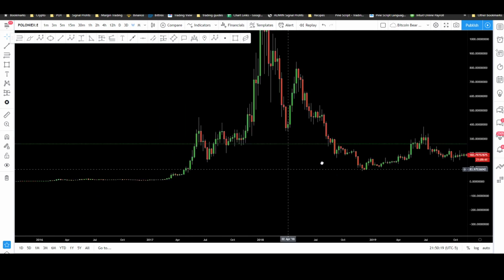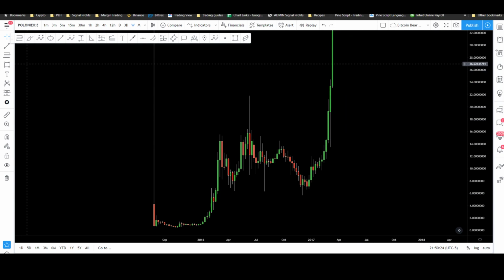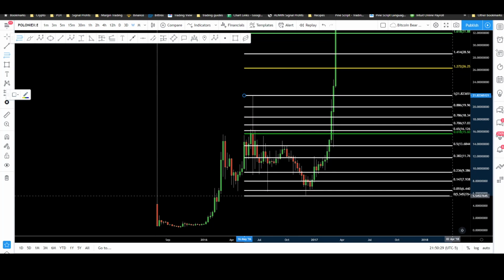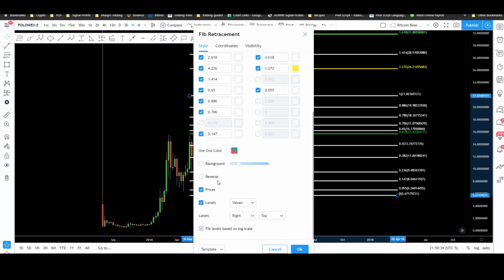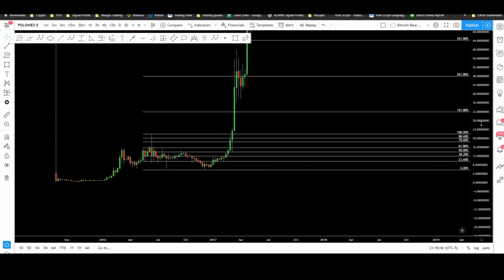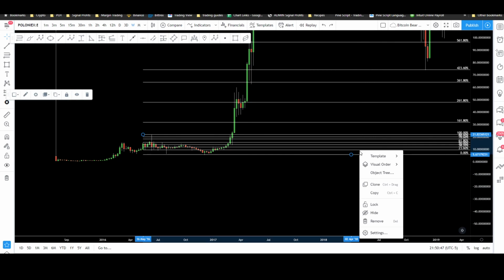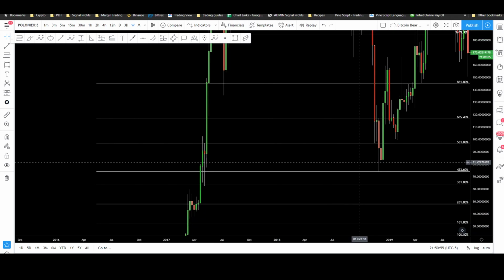Let's take a look all the way back here. This was kind of the first impulsive leg, what I would consider the first impulsive leg. So if we use this tool and change this to our template. Now, when you place your Fibonacci extension tool, one helpful trick is to click lock. That will prevent you from grabbing it and dragging it all around.